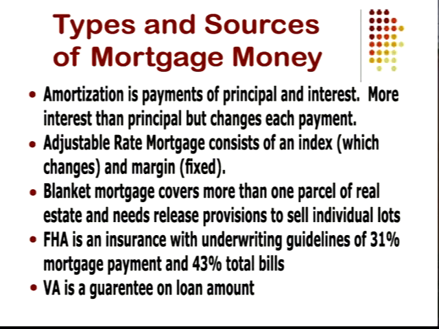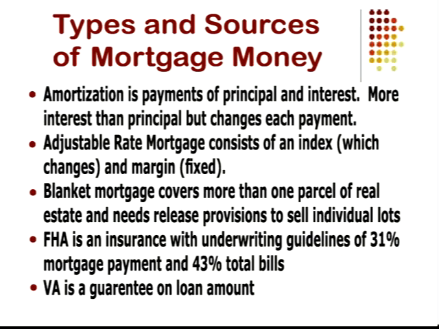So, to begin with, amortization is a payment of principal and interest, more interest than principal on the front side, but that all changes over time. The adjustable rate mortgage consists of an index, which changes each year, and a margin, which is fixed. A blanket mortgage covers more than one parcel of real estate and typically needs a release clause to sell individual lots. FHA is insurance with underwriting guidelines of 31% mortgage payment and 43% of total bills.